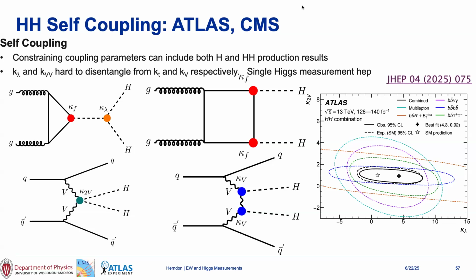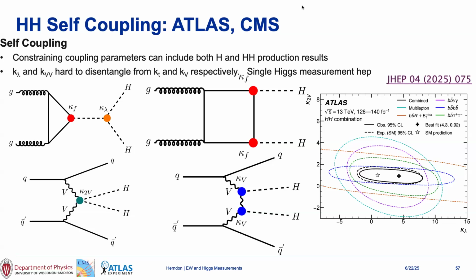But the problem is, if I see HH production, it might also be HH production from this. This normally would be resonant, but not necessarily, because we know that off-shell Higgs production exists, and this would be more continuous. But they're both HH production, and so there's going to be some overlap that makes it hard to disentangle this K lambda from these K fermions. This typically would be a top loop, for instance, and so that would be the coupling to the top.